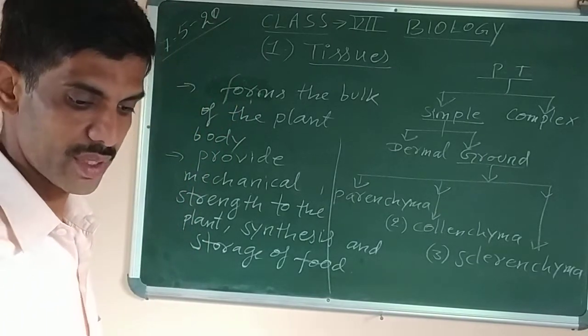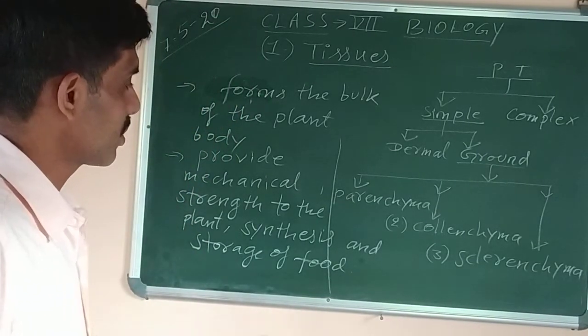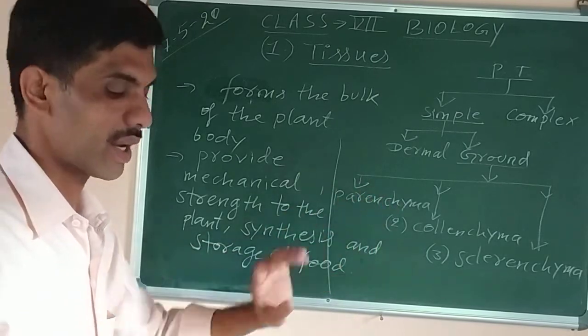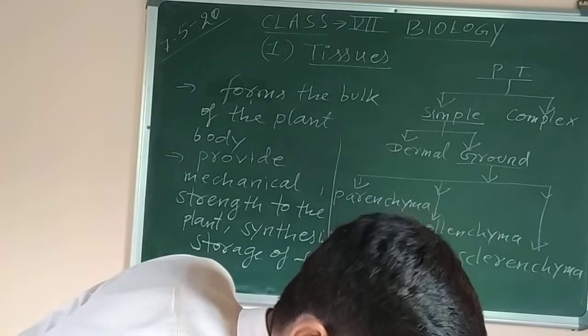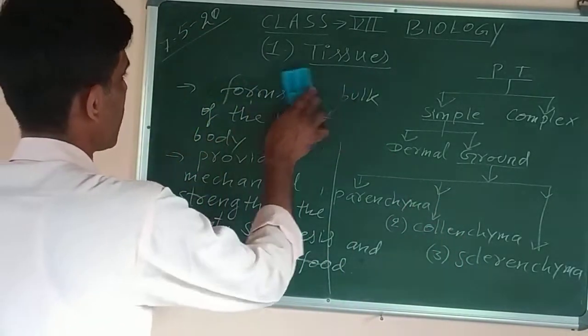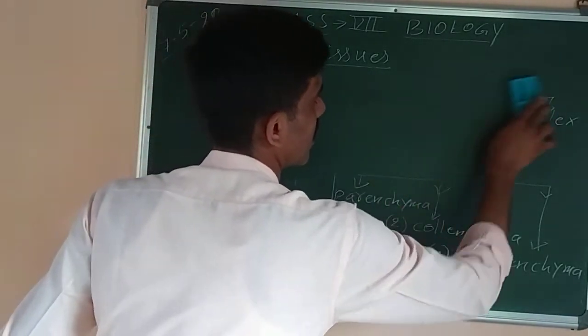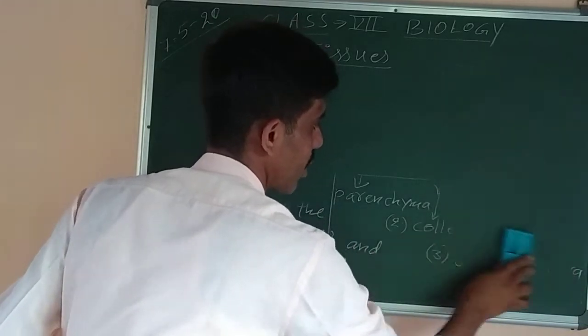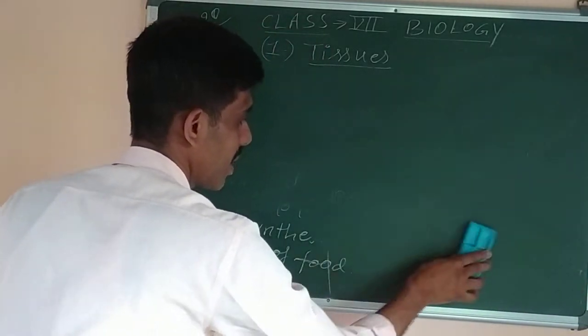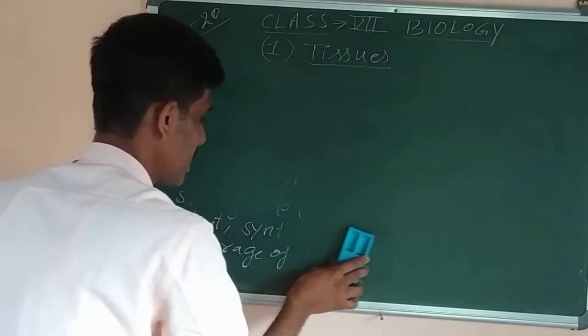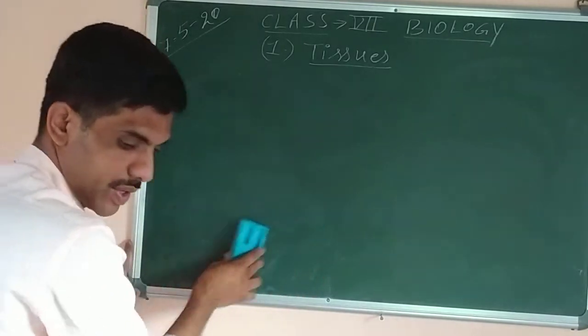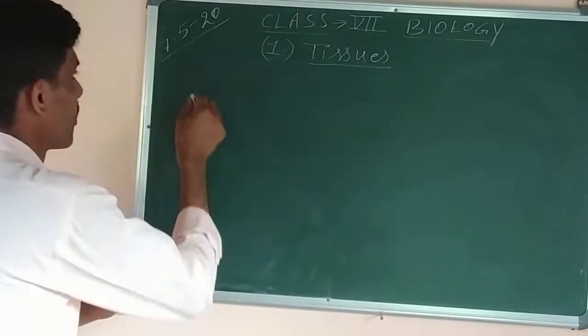Now next we have to do the types of ground tissues, that is parenchyma, collenchyma, sclerenchyma. One by one we have to study. Let's start with the parenchyma. Ground tissues are of how many types? Three types. Parenchyma, collenchyma and sclerenchyma. So first we have to do parenchyma.